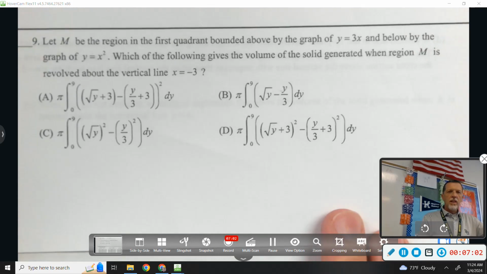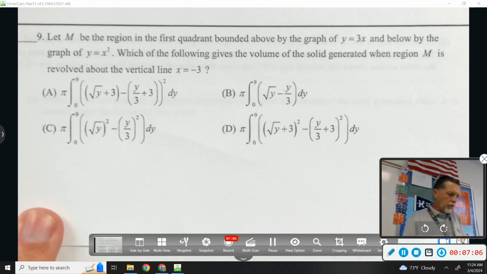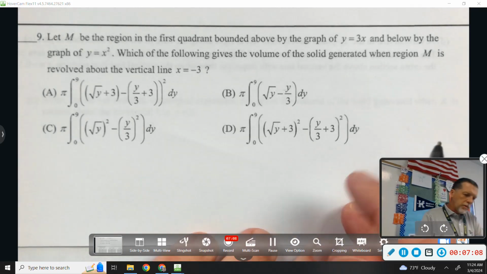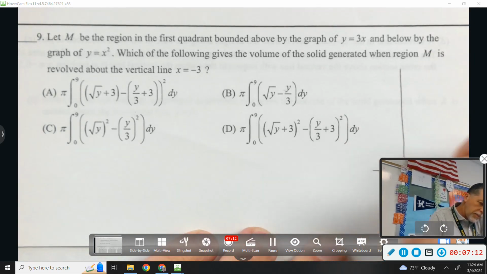Number 9. Let M be the region in the first quadrant, bounded above by the graph of y equals 3x, and below by the graph of y equals x squared.